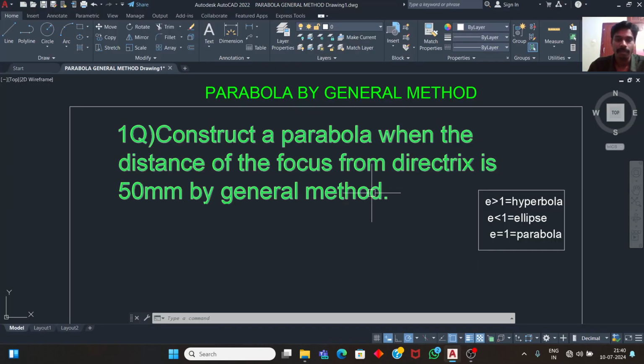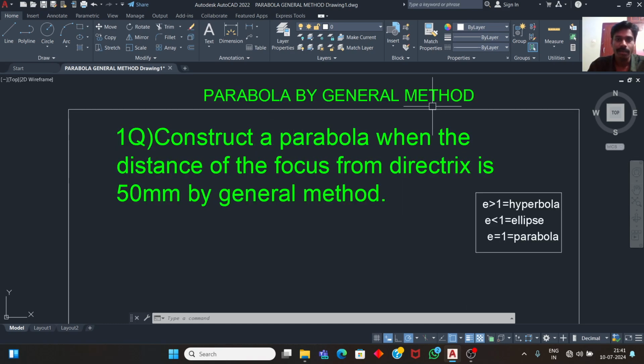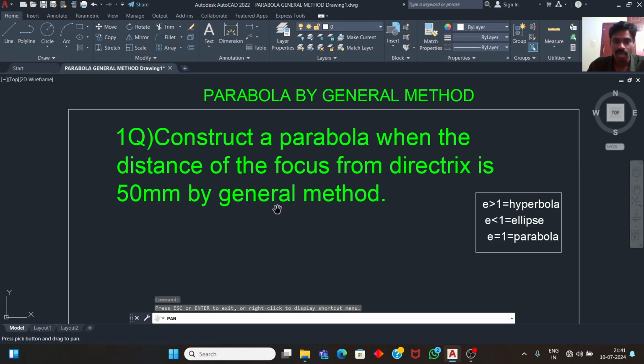So welcome to everyone. In this video, we are going to learn parabola by general method. The question is: construct a parabola when the distance of the focus from the directrix is 50 mm. So here they have given the distance between the focus and the directrix is 50 mm.